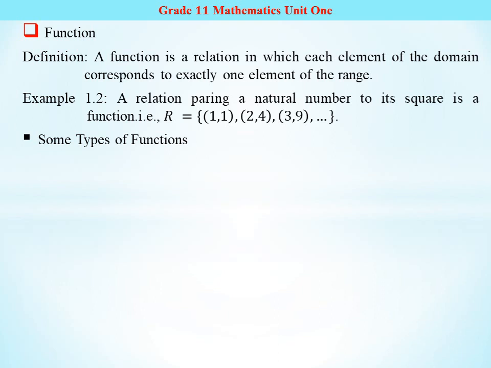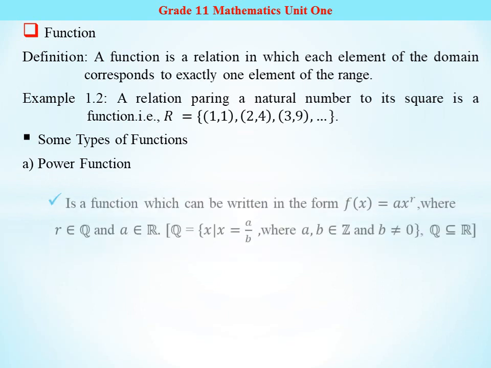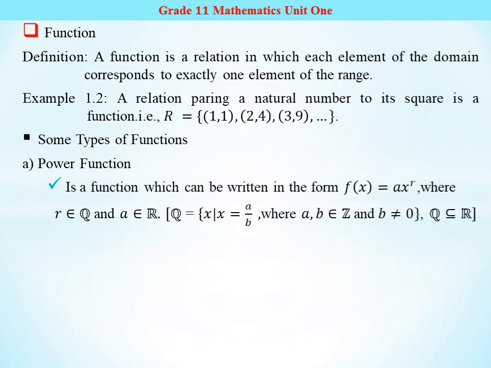Some types of function ብዙ ጊዜ 12ኛ ክፍል የሚመጡ ዋና ዋና የፋንክሽን አይነቶችና ለኢንትራንስ ላይ የሚመጡ the first one is a power function. What is a power function? A function which is written in the form of this one, a times x the power of r, where r element of q and a element of r.